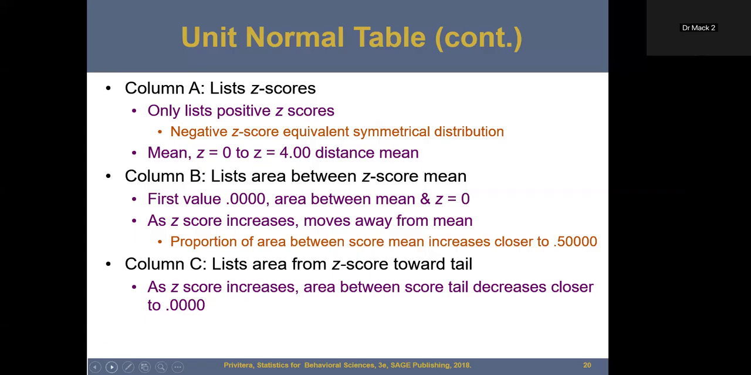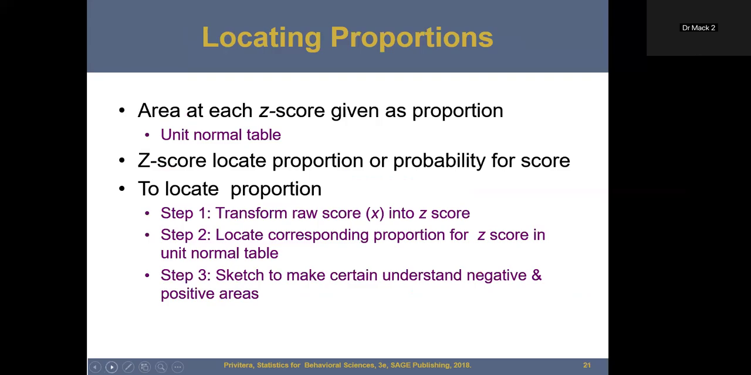Do we have that so far? Yes, no? So looking at proportions. Area D, score given as a proportion, that's in our unit normal table you just referenced. Again, chapter 6. Z score, locate proportion of probability for the score. To locate proportion, transform the raw score into a Z score. Locate the corresponding proportion for the Z score in the unit normal table, which is literally just cross-referencing it, which we'll walk through the math today. Sketch to make certain and understand negative and positive areas.